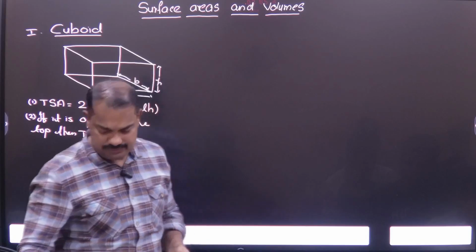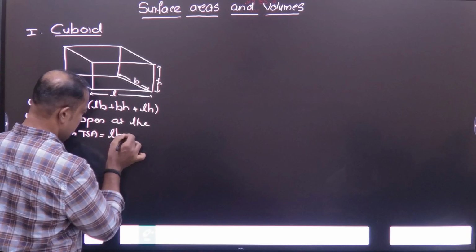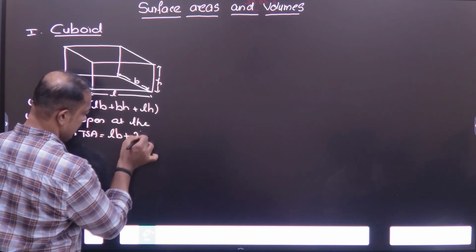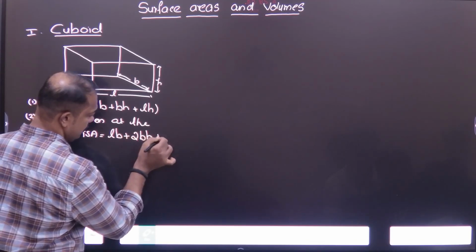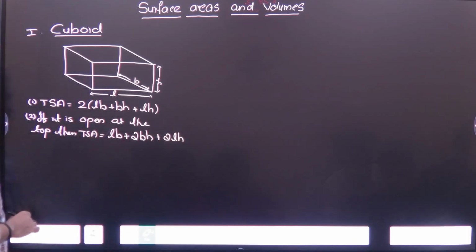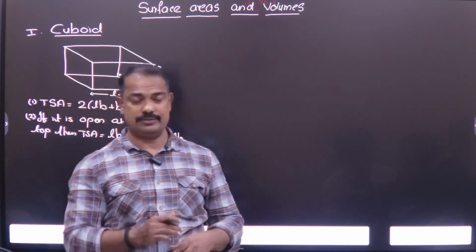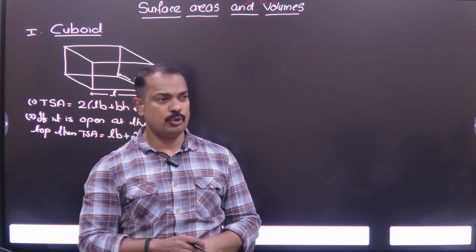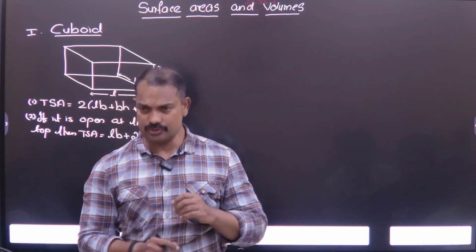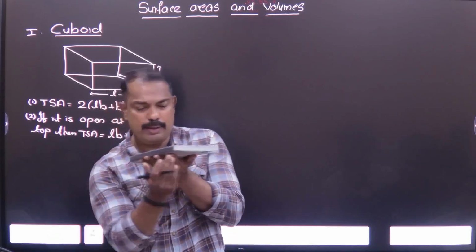So what will be the answer? LB plus 2BH plus 2LH. एक ही LB आएगा. And even if it's open at the top and bottom, both sides, so 2BH plus 2LH. That is also called... So A भी open है, A भी open है. So this सिर्फ A वाला part आएगा.